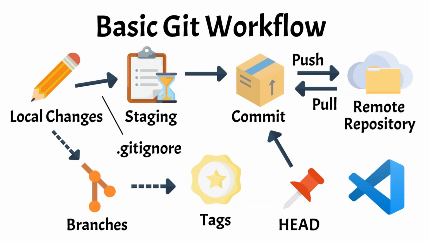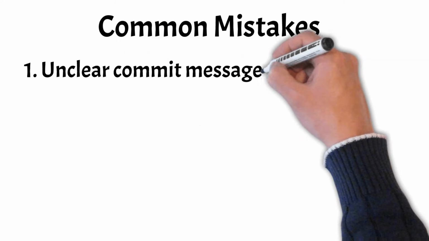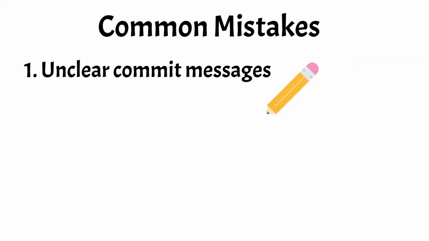Now let's quickly take a look at common mistakes when working with Git. Even though Git is powerful, it's easy to make mistakes that cause problems later. One common pitfall is writing vague commit messages like "fix stuff" or "update", because when you look back weeks later, it's impossible to know what was really changed.